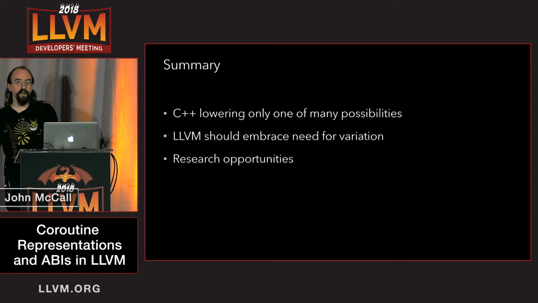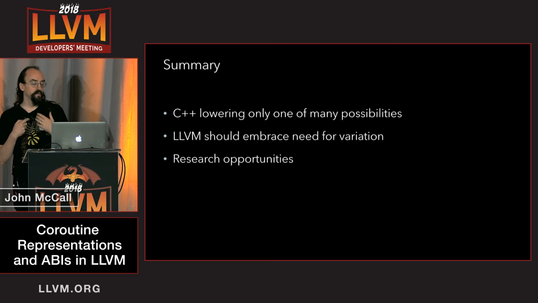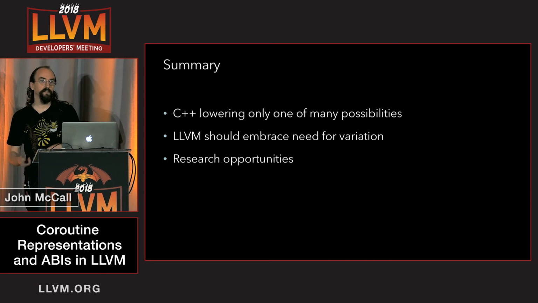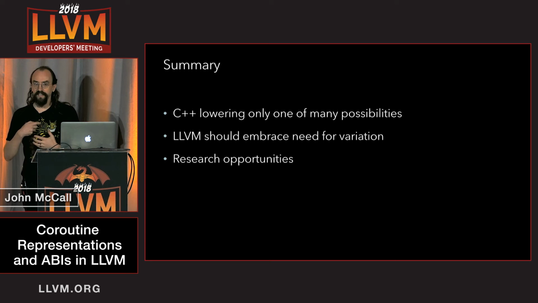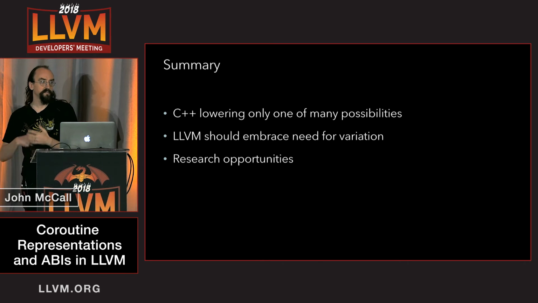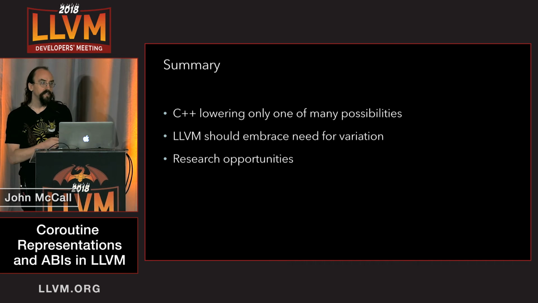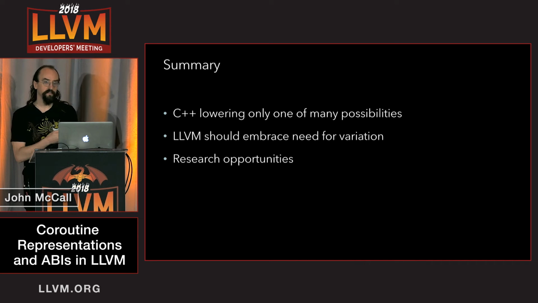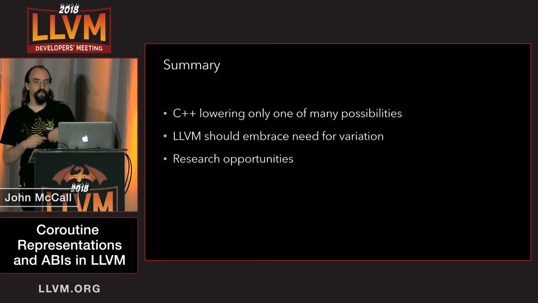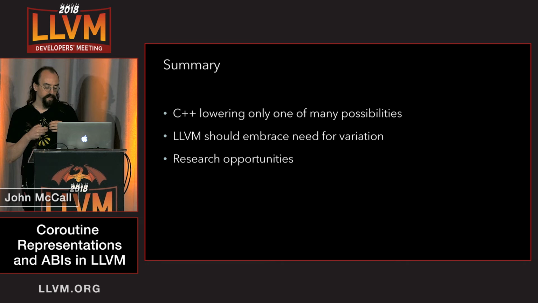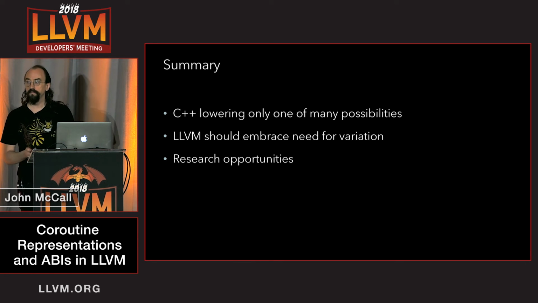In summary, I hope that I've been able to convince you that coroutines are both a really interesting feature and a feature that really needs a lot of different flexibility, a lot of different variation for what your language in particular needs from the feature and what you need from the ABI of it. LLVM can't really reasonably just provide a single lowering for this. This is something that we need to support a lot of experimentation for and a lot of different possibilities.